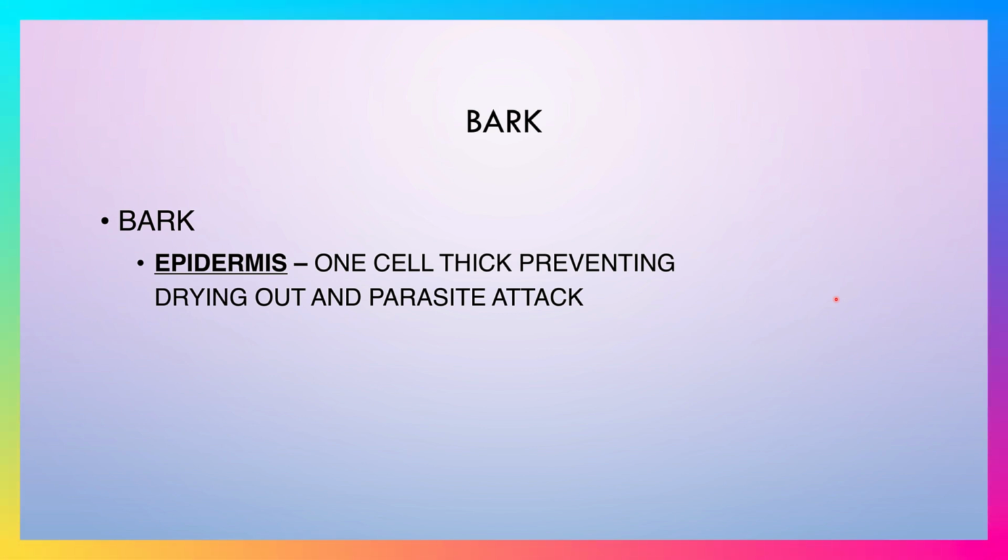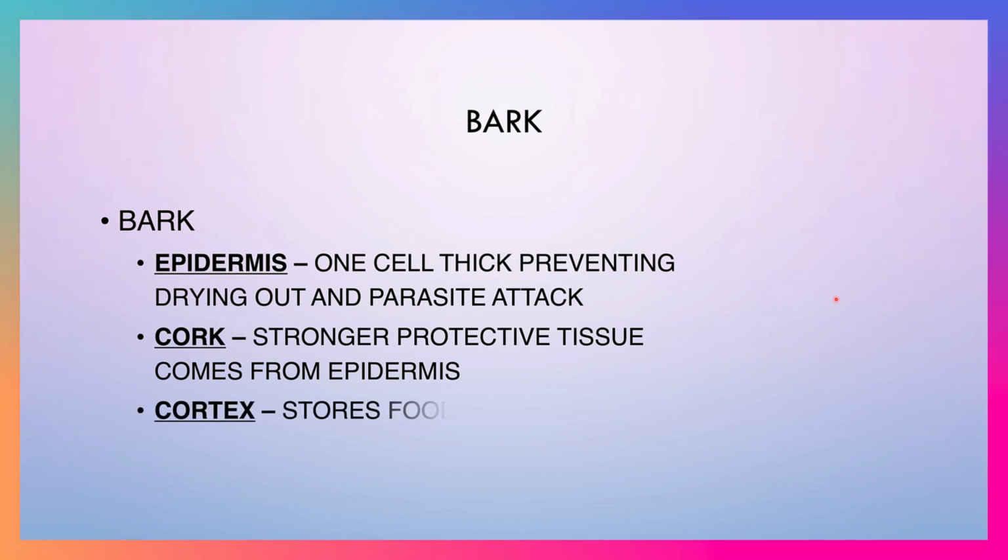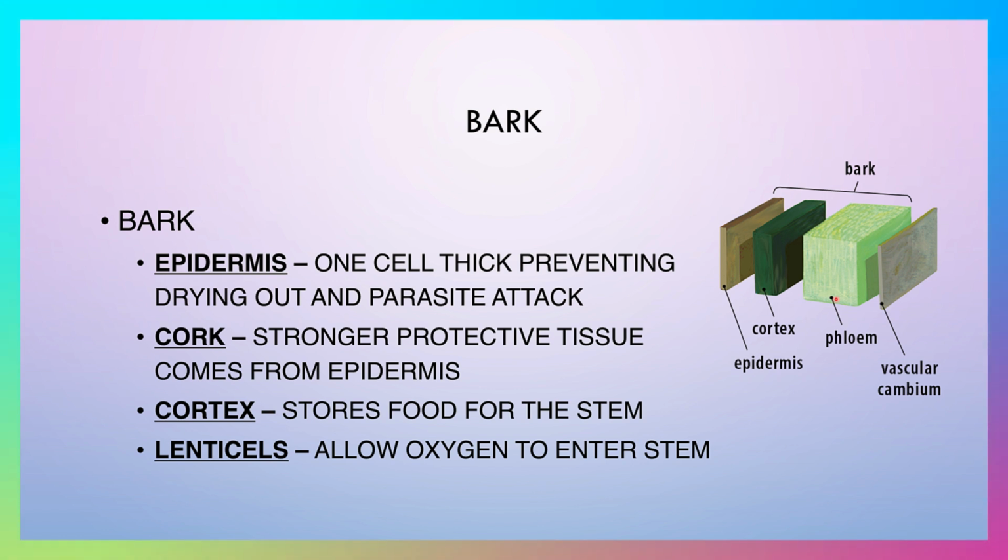And the epidermis has two functions. First of all, it prevents the stem from drying out. And secondly, it acts against the attack of parasites. In the middle of the stem, or the bark, is the cork, which is a stronger protective tissue that is actually formed from the epidermis. And then the central part of the bark is the cortex, which stores food for the stem. And then, as I talked about previously, the lenticels allow for oxygen to enter the stem.